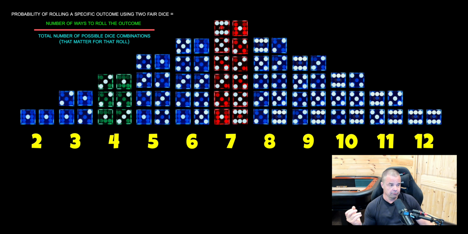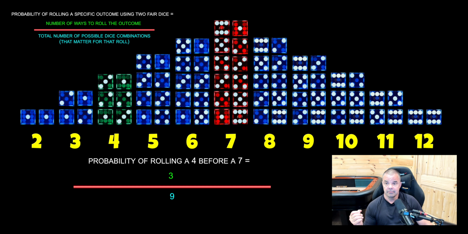So we know there's 3 ways to roll a 4. We know that there's 6 ways to roll a 7. So the probability of the 4 rolling before the 7 will be 3 divided by 9, because there's 3 ways to roll the 4 and 6 ways to roll the 7, which is 9. So 3 over 9 gives you 0.3333 repeating, which is 33.33%.